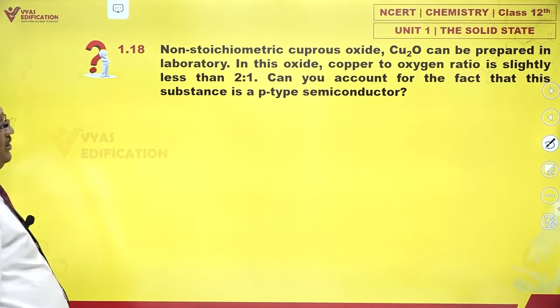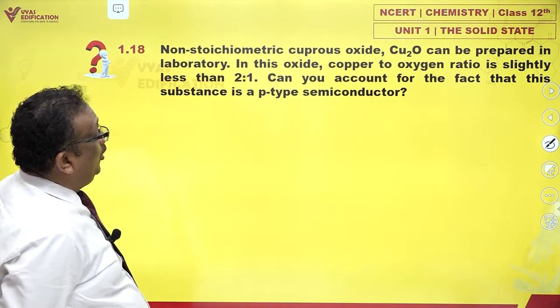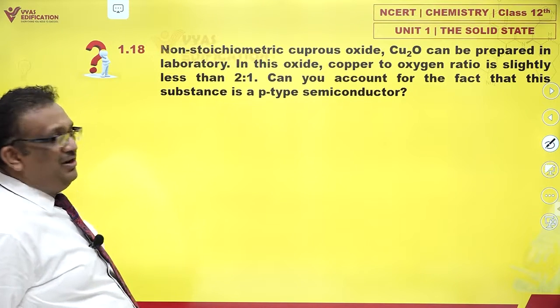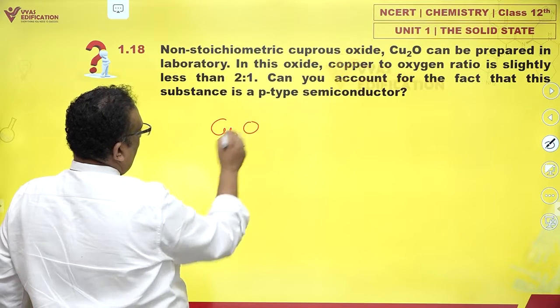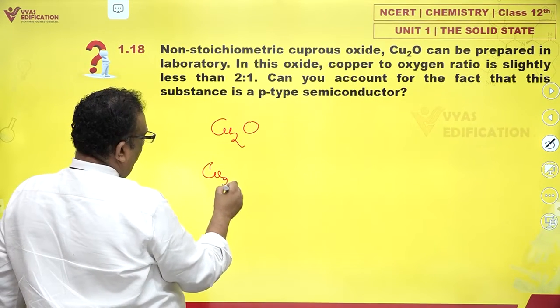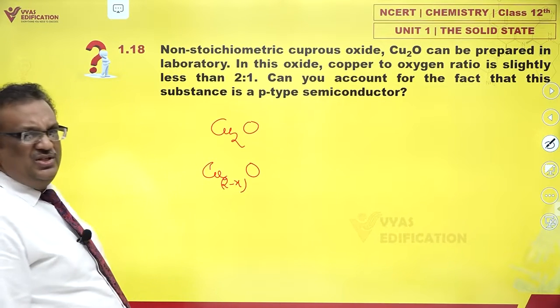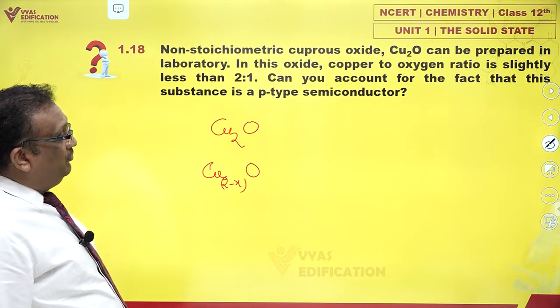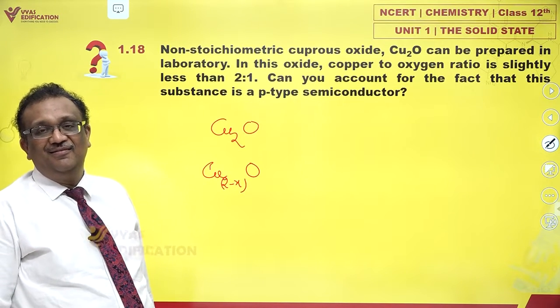Well, non-stoichiometric cuprous oxide can be prepared in lab. In this oxide, the copper to oxygen ratio is slightly less than 2:1. Now, instead of Cu2O, you have Cu2-xO, but x is very small. Can you account for the fact that this substance is a p-type semiconductor?